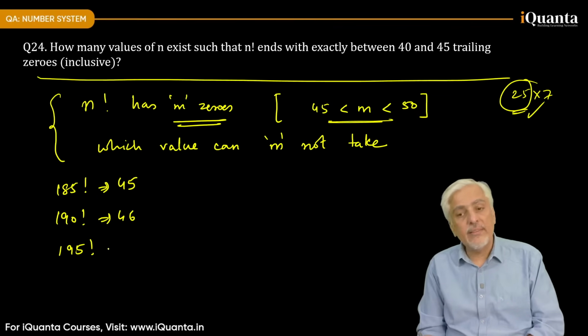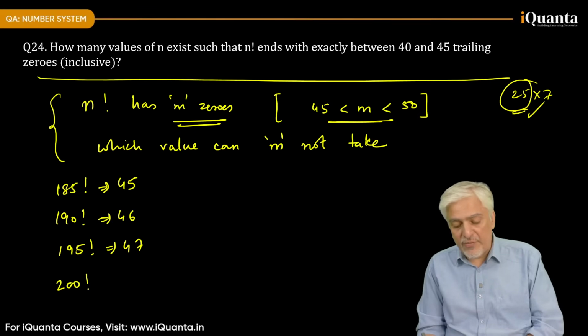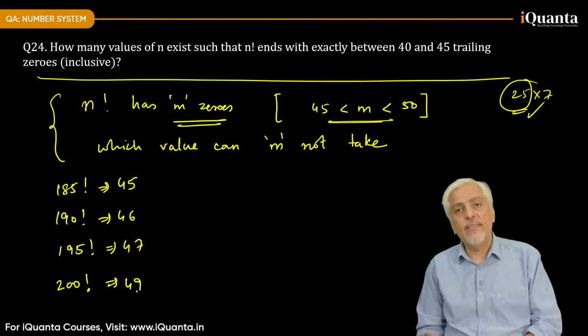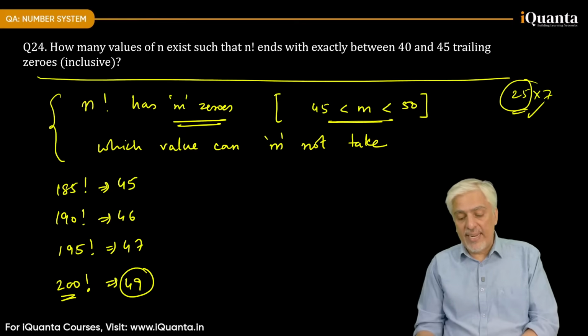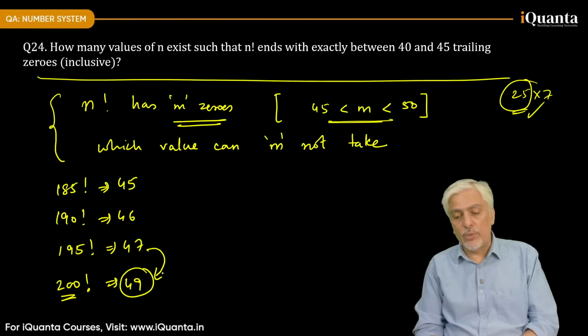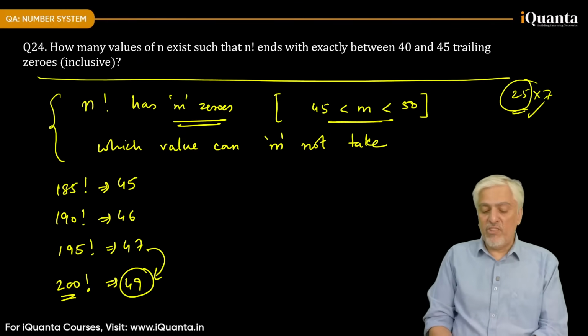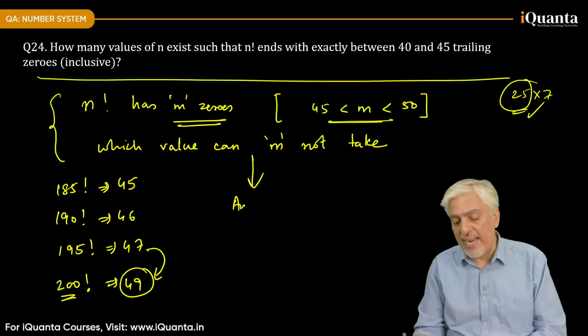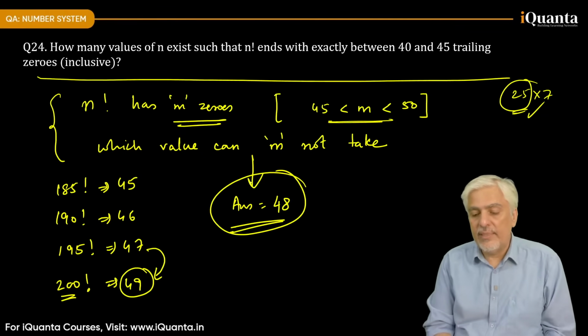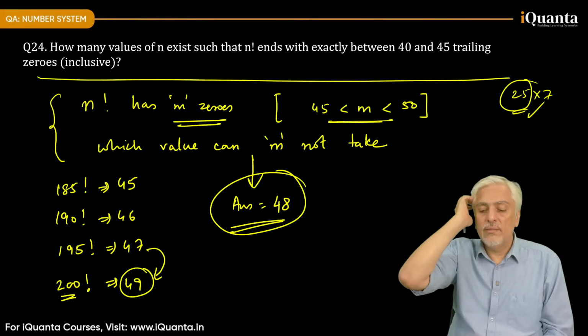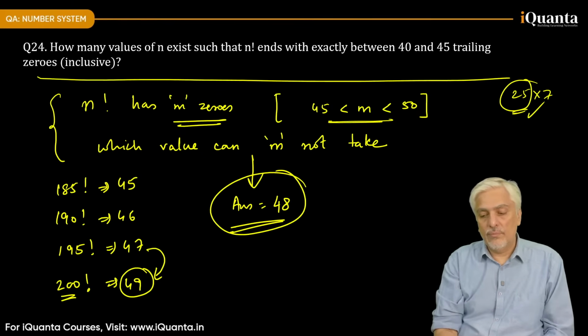195 has 47. And then 200 factorial will straight have 49. Why 49? Because 200 is a multiple of 25. And hence, यहाँ पे सीधा 47 से 49 पे jump होगा. Everybody understood? So answer for this question is 48. M cannot take a value 48. Everybody got this? Everybody clear?